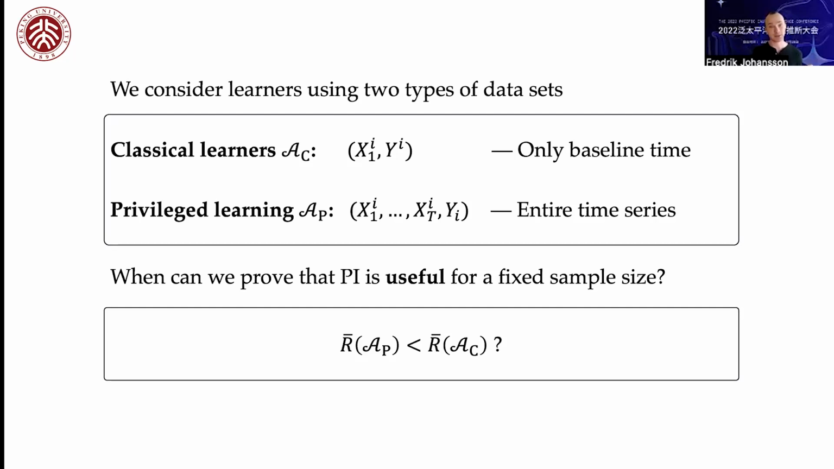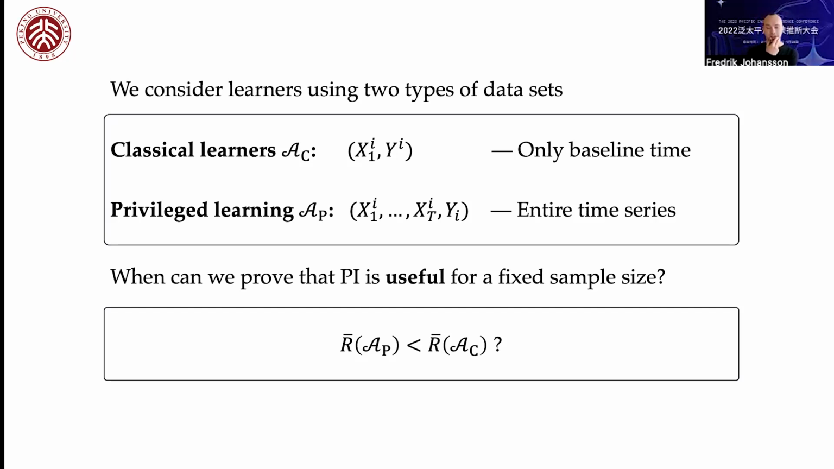So an entire time series in our case of the baseline data and anything that happens leading up to the outcome that we care to predict. And our goal is to establish that a privileged learner on average has smaller risk than a classical learner for the same size data set. This is what we mean by a privileged learner being useful.